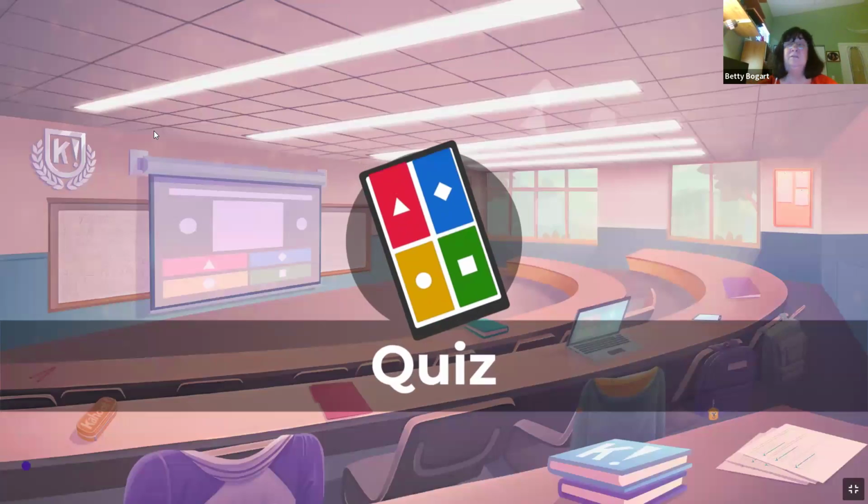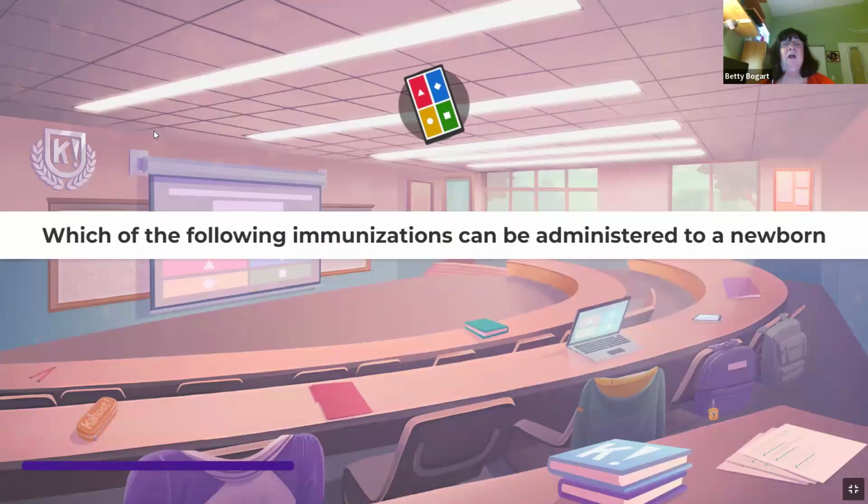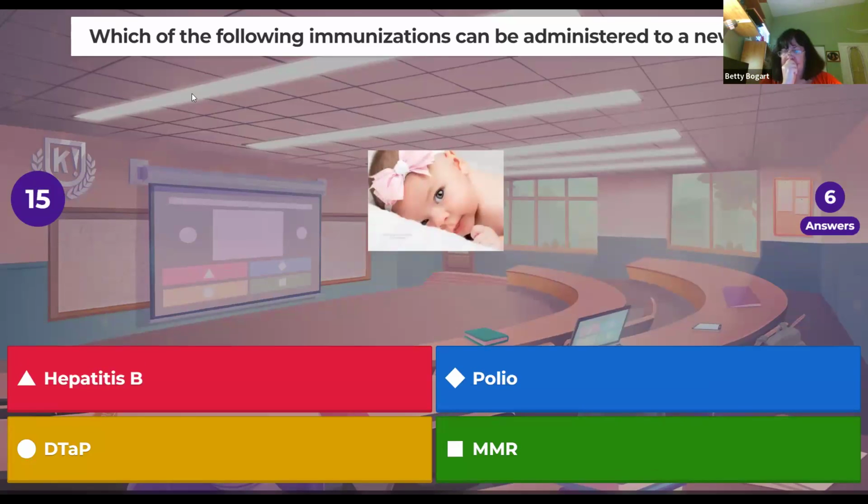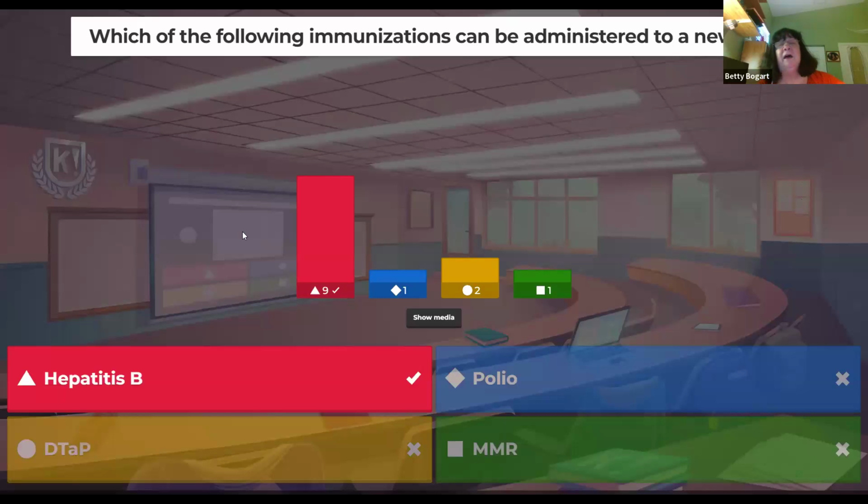It is an option. Which of the following immunizations can be administered to a newborn? And it's hepatitis B. As we go along, I'm going to tell you which immunizations you really need to pay attention to. When you open the book, it's a double page of all these immunizations. You're like, what do I need to know? And we're going to be going over them.